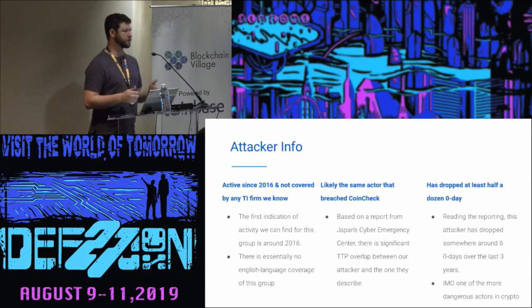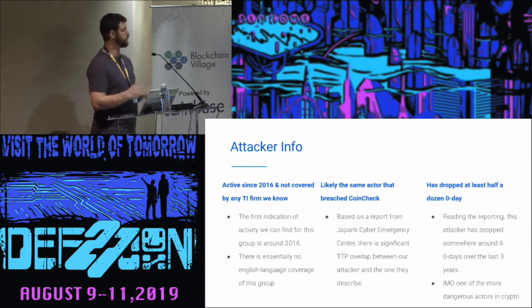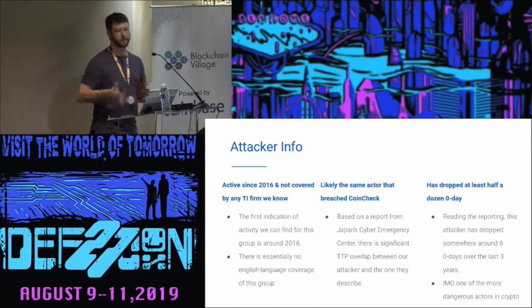The Japanese language reporting I was referring to was specifically talking about the CoinCheck breach. Overlaps include the use of academic emails as phishing, the same malware, the same kind of lures and patterns in how they were reaching out to users. We think this group, lastly, has dropped at least half a dozen 0-days since 2016, which is quite a few 0-days in the last 3 years. This Firefox 0-day was by far the most interesting of them. The rest were like 0-days in RAR or things like that, which were much harder to operationalize. We think this is the most interesting 0-day we've seen evidence of them dropping.